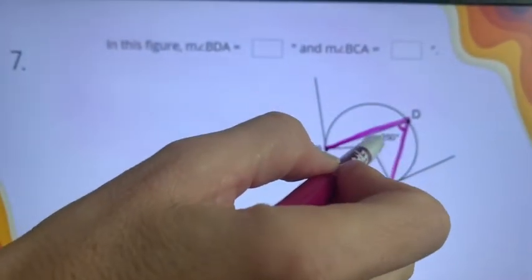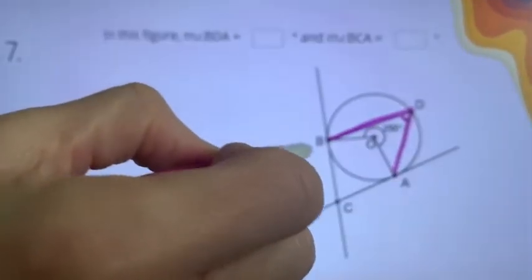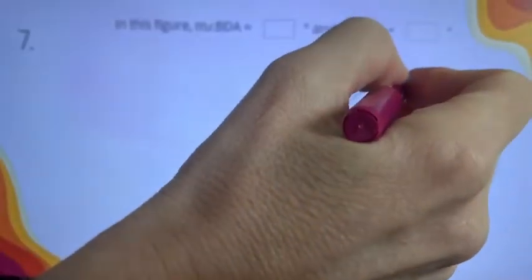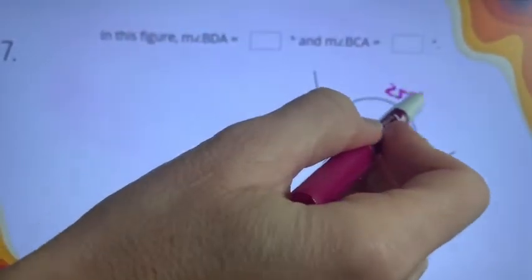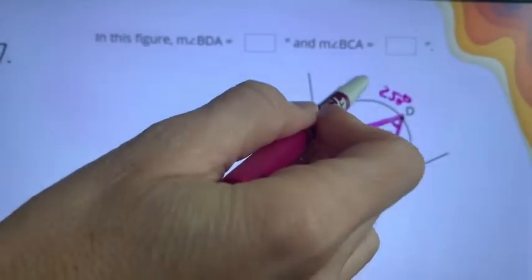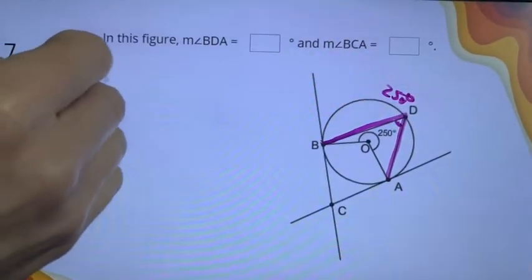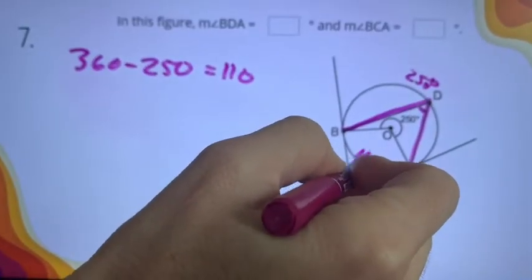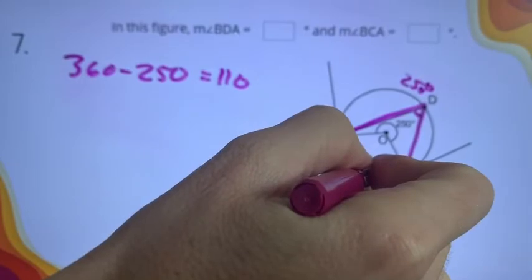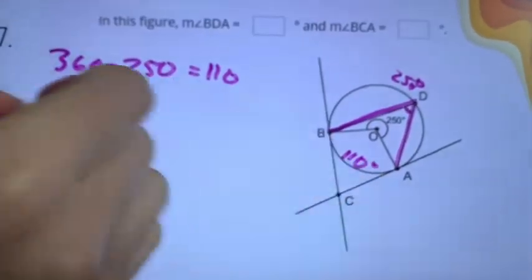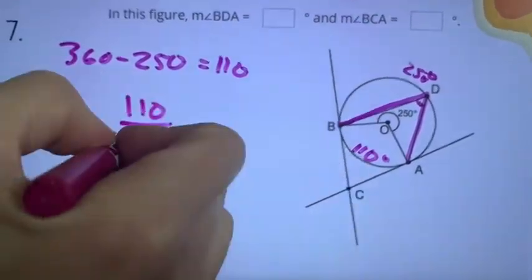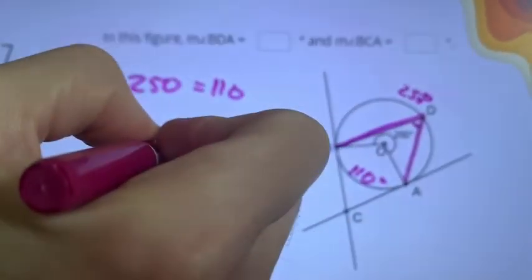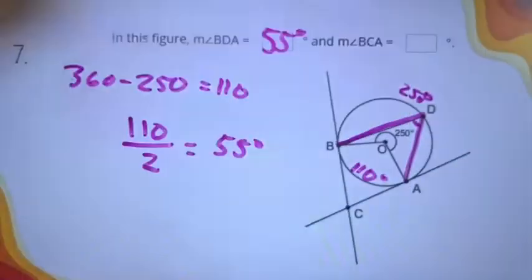So if this whole thing is 250 degrees, that's a central angle, which means that this whole arc measure out here is 250. If all the way around is 360, then I can take 360 and subtract the 250, and I get 110, which means this measure here is 110 degrees. So if this is 110 degrees, I'm going to divide it by 2, and that'll give me that angle measure there. That's 55 degrees. So this first piece here is 55 degrees.